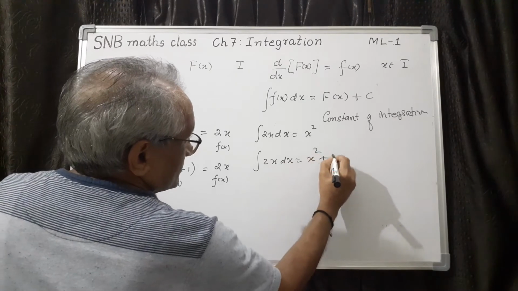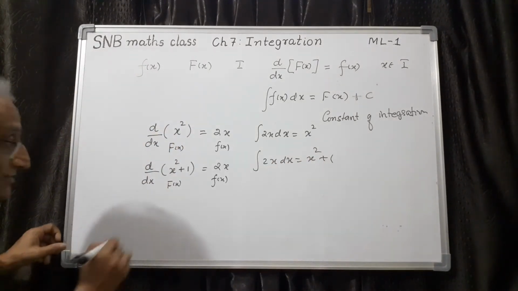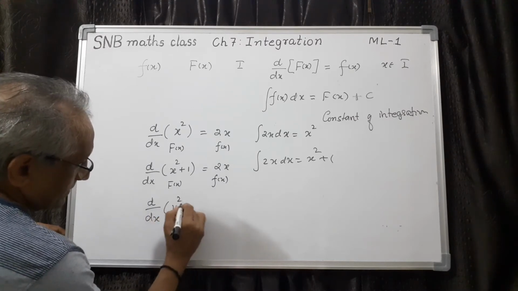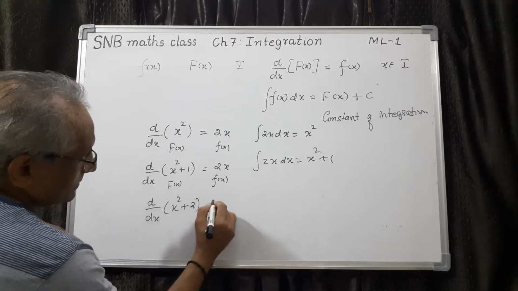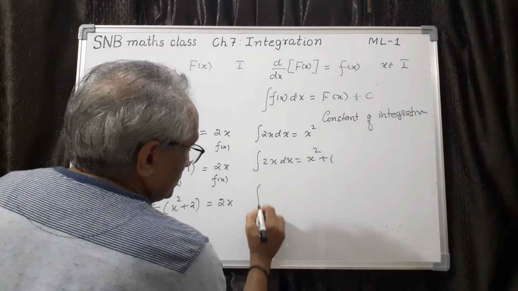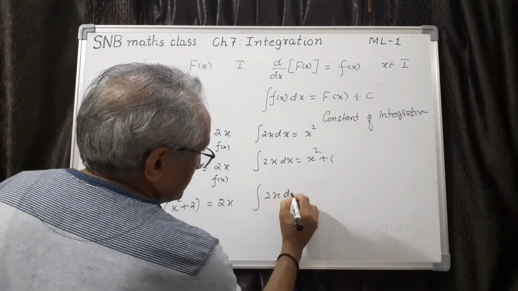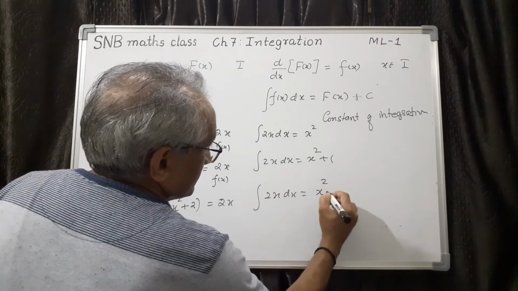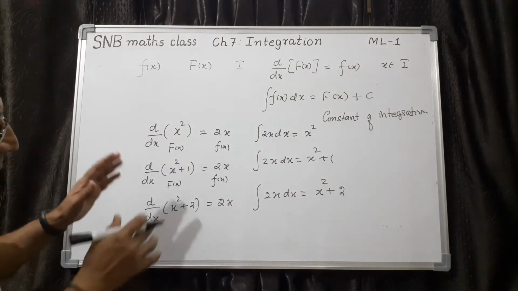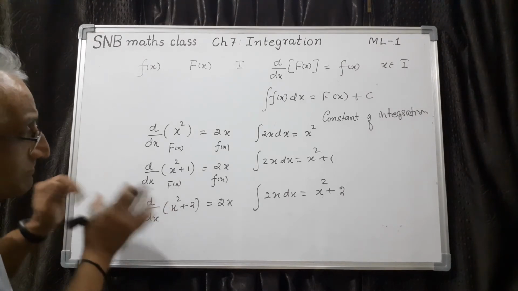X square plus 1. Another student says, I will take this one, d by dx of x square plus 2. This is also 2x only. So when you integrate this one, here you are getting x square plus 2. So there is a problem. How to compensate this one?